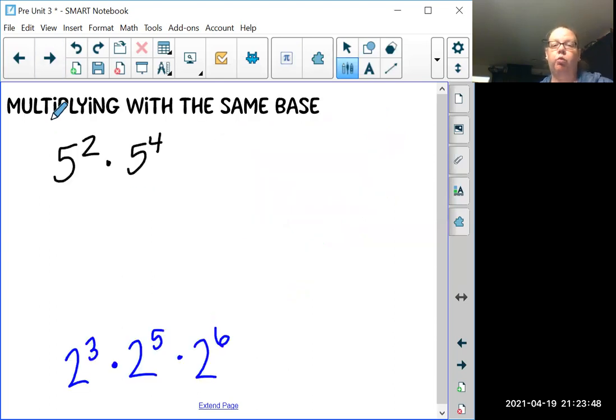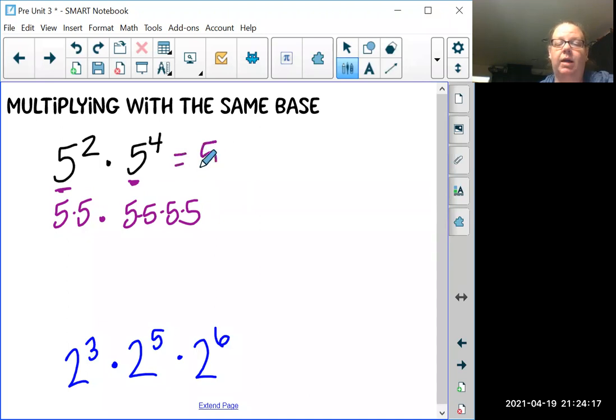All right, so then we have some rules for multiplying exponents together. If we're multiplying numbers that have the same base, remember the base is just 5, there's a rule we can use. I just want to show you real quick why the rule works. 5 squared means I'm multiplying two 5s together. 5 to the 4th means I'm multiplying four 5s together. This sign also means I'm multiplying. So really I have 1, 2, 3, 4, 5, 6 fives getting multiplied together. So this is really 5 to the 6th.